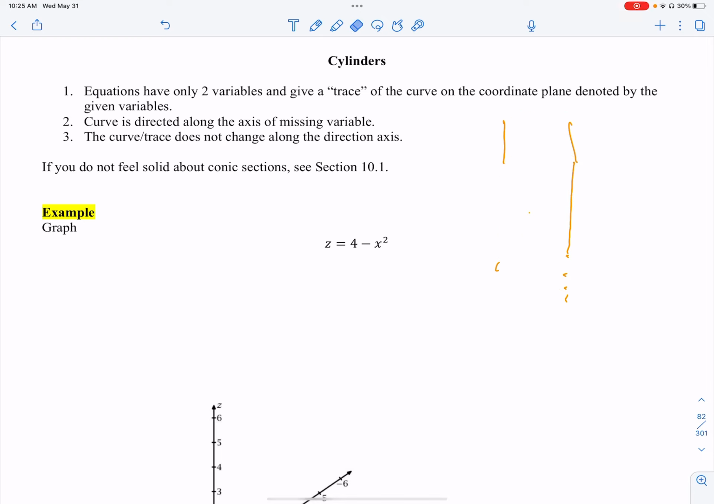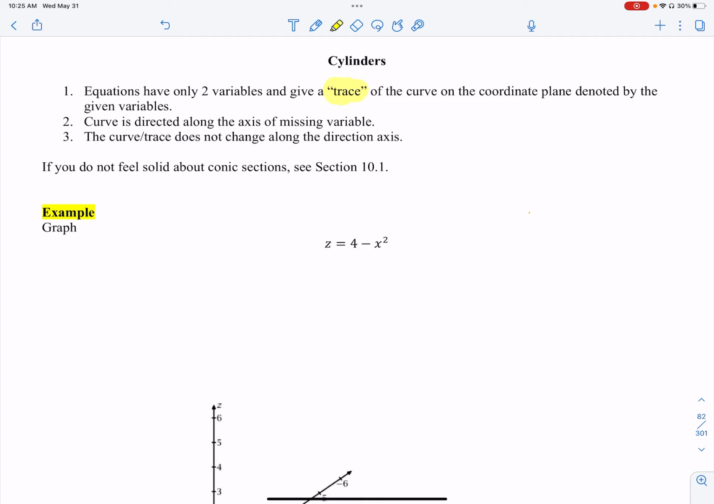Okay, so let's go over the definitions of what a cylinder is. These are equations that only have two variables, and they give what is called a trace, and we'll work with the trace today. You'll see what that is. It's the curve on the coordinate plane denoted by the given variables. The curve is directed along the axis of the missing variable. The curve or trace does not change along the direction axis.